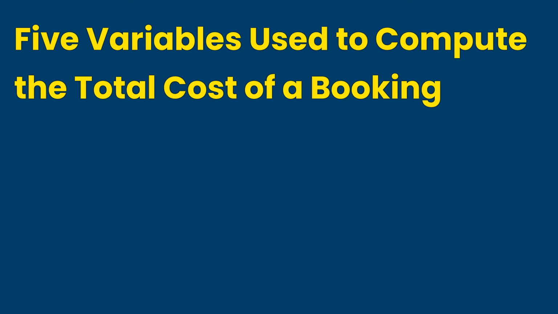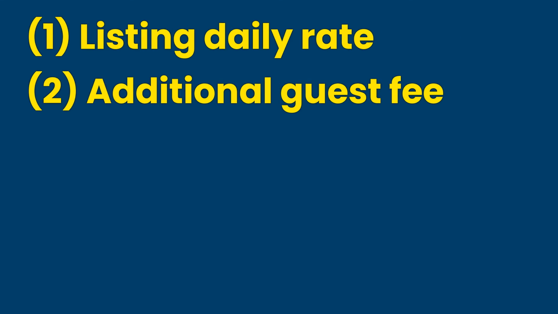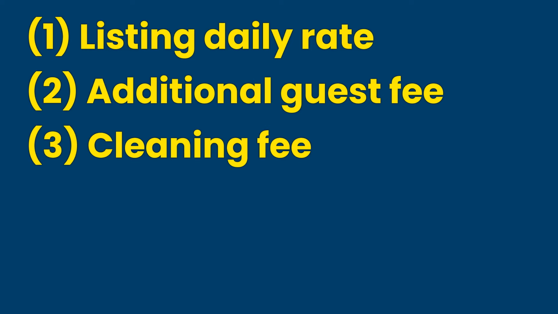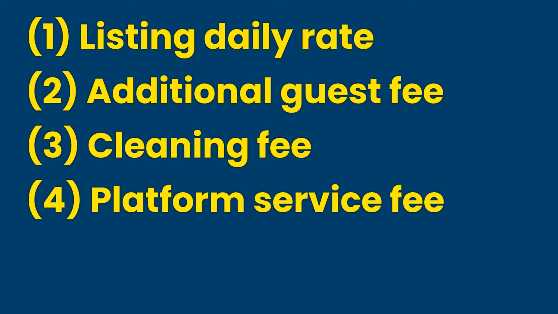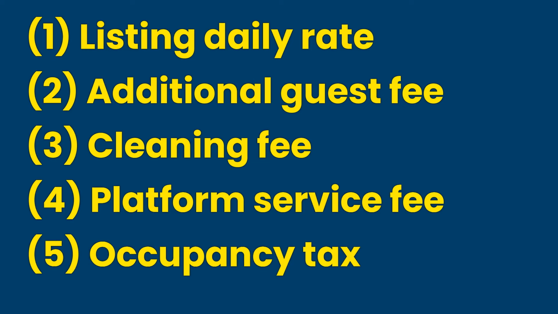Five variables are used to compute the total cost of a booking. The daily rates paid by guests depend on five variables set by the host on the hosting platforms. These variables are: 1. Listing daily rate. 2. Additional guest fee. 3. Cleaning fee. 4. Platform service fee. And 5. Occupancy tax, also known as transient tax or hotel tax.